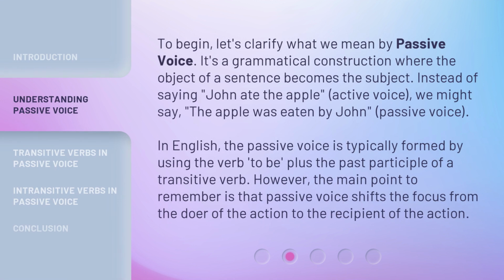To begin, let's clarify what we mean by passive voice. It's a grammatical construction where the object of a sentence becomes the subject. Instead of saying, "John ate the apple," active voice, we might say, "The apple was eaten by John," passive voice. In English, the passive voice is typically formed by using the verb to be plus the past participle of a transitive verb. However, the main point to remember is that passive voice shifts the focus from the doer of the action to the recipient of the action.